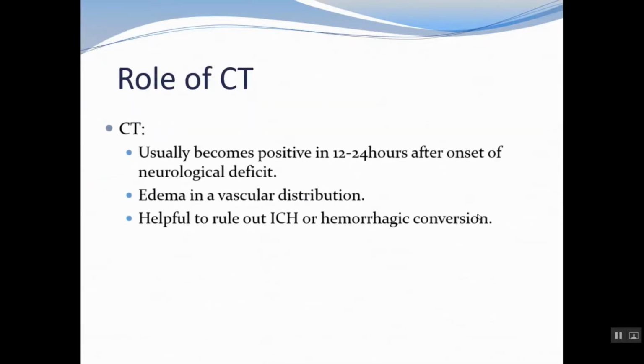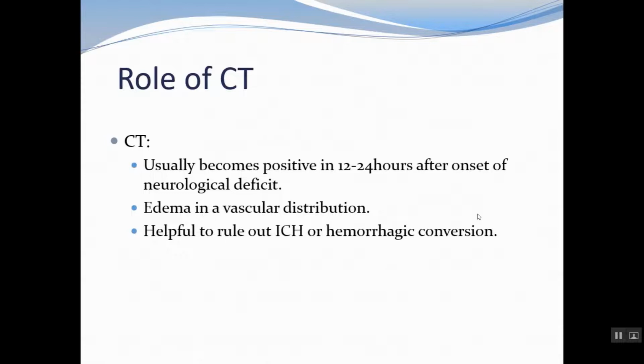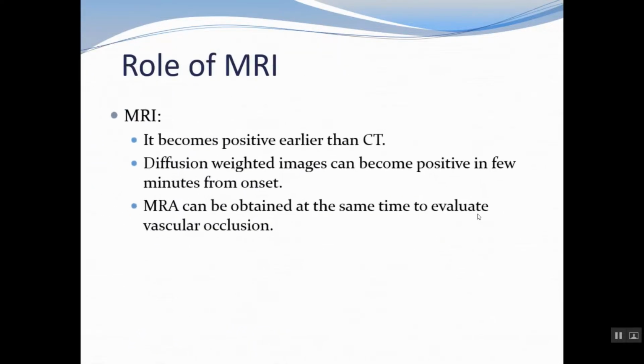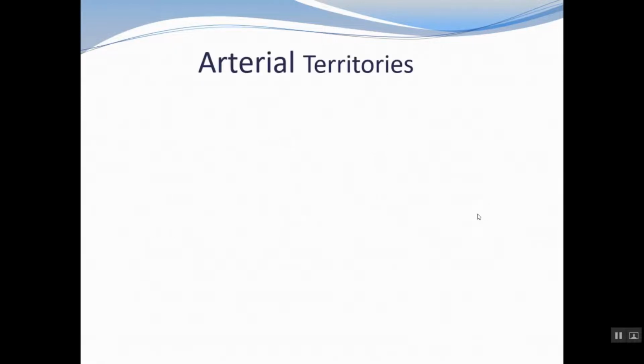The role of CT: it usually becomes positive 12 to 24 hours after onset of neurological deficit. Edema in a vascular distribution is helpful to rule out intracranial hemorrhage or hemorrhagic conversion. The role of magnetic resonance imaging: it becomes sensitive earlier than CT. Diffusion weighted imaging can become positive within a few minutes from the onset. MRA can be obtained at the same time to evaluate vascular occlusion without the need for contrast injection.